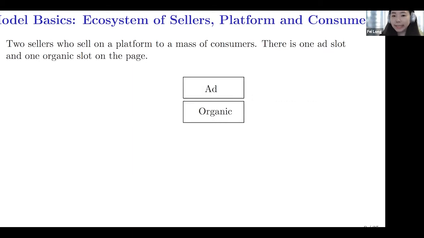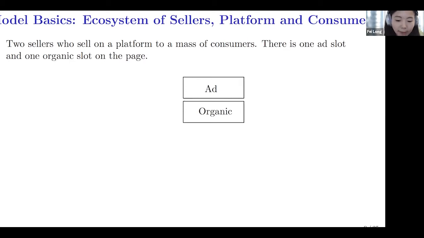Okay, so first we need competing sellers. That means we need at least 2 sellers. Okay, not considering platform competition here. So just one platform, think about Amazon or Alibaba, which are dominant. And there are a lot of consumers. For 2 sellers, we only need 1 ad slot and 1 organic slot. Okay, so again, this is not reality. Amazon has way more than 1 ad slot, way more than 1 organic slot. But what we're trying to do is to use as simple a model as possible to keep it tractable.